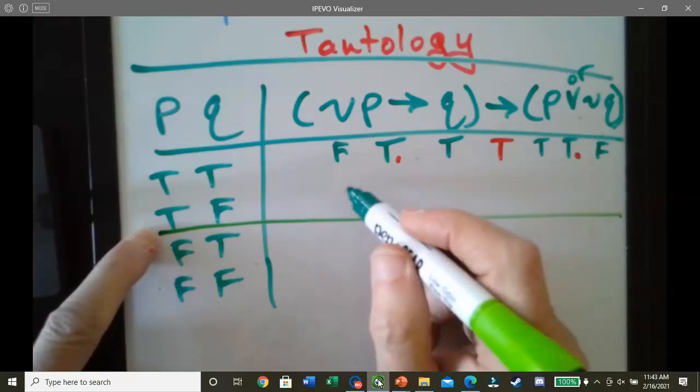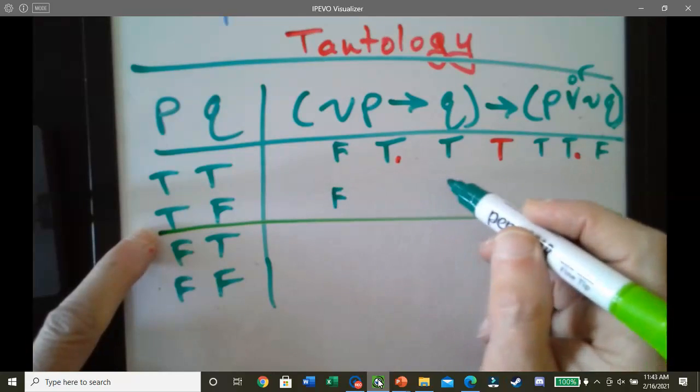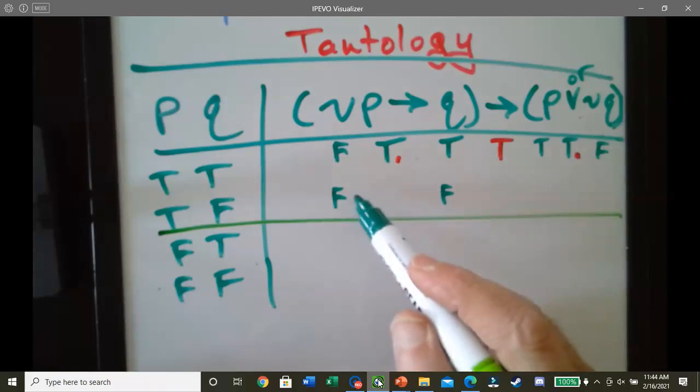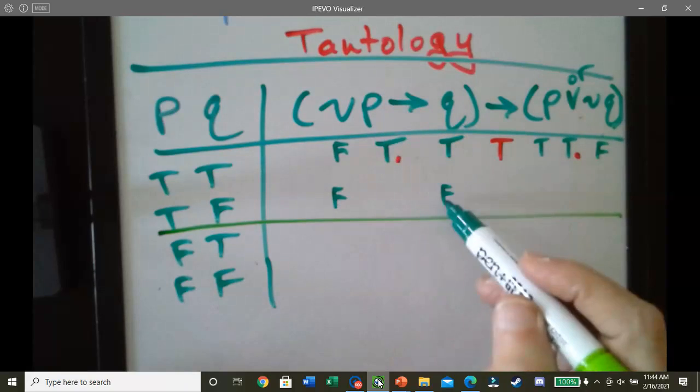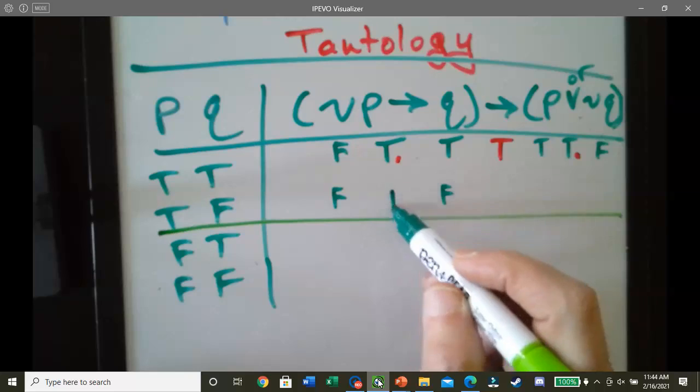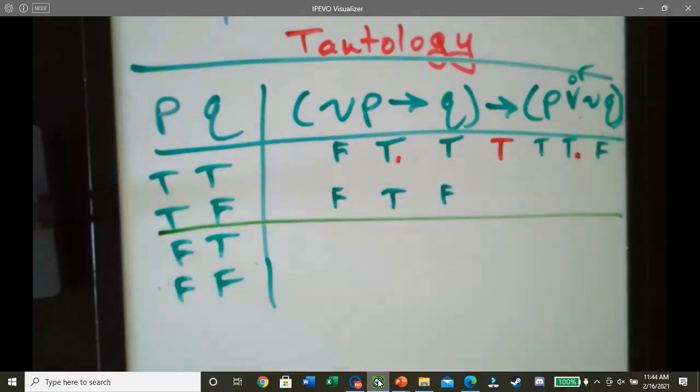If P is true, then not P is false again. Good. Q is going to be what? False. Good. So now we're saying if false, then false is true, right? Because the only one that's false is if true, then false, right? Yeah. So the conditional statement is the only one where they're both false and you can still end up being true.